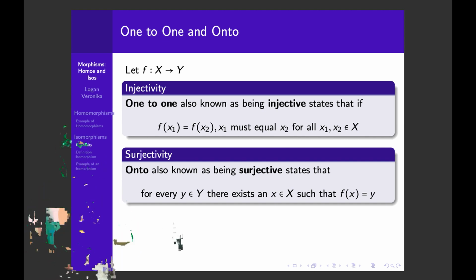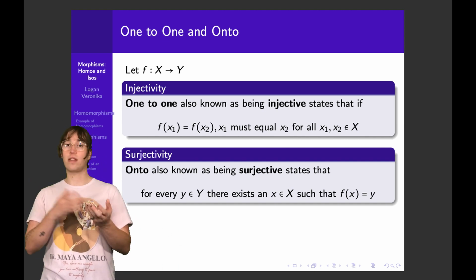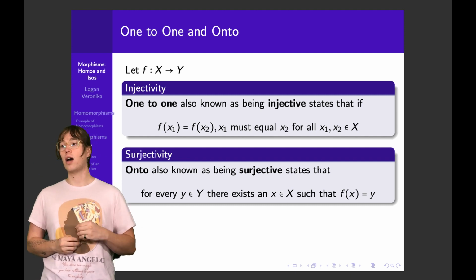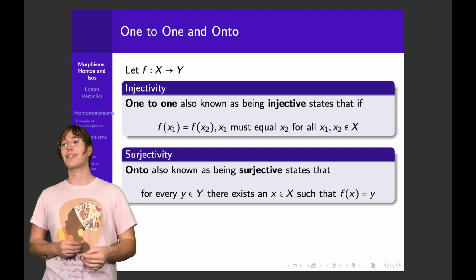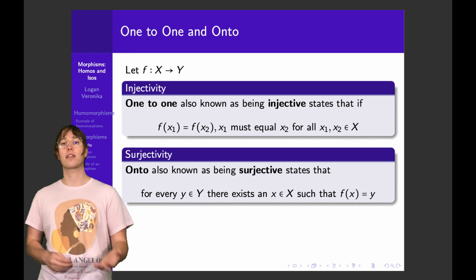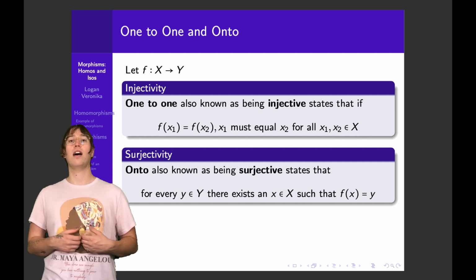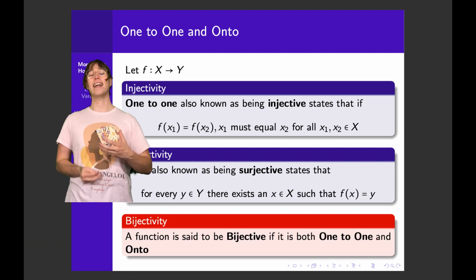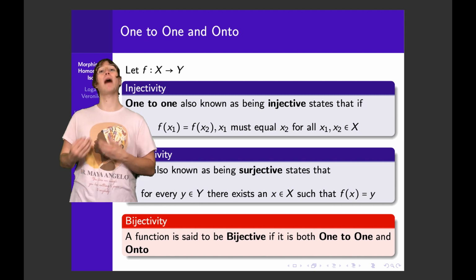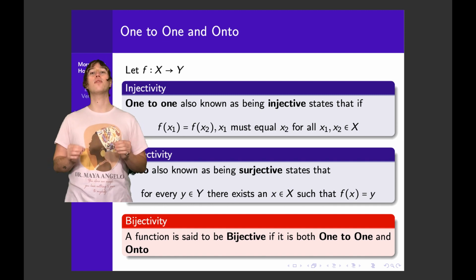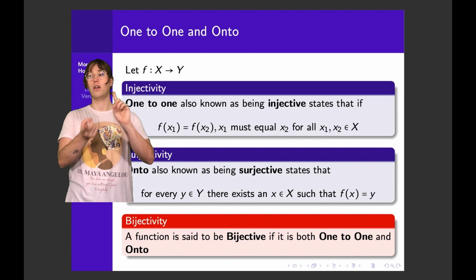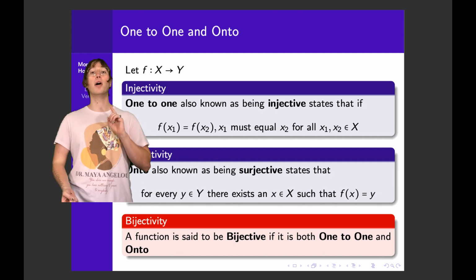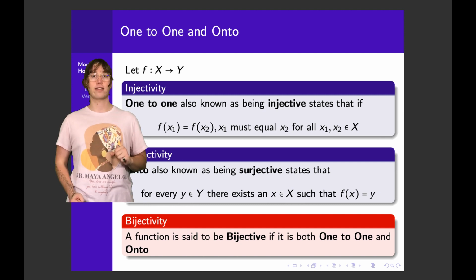Moving on to surjectivity. Onto, these are the same things. Onto, surjective. Try to memorize those. Being onto is for every y in Y, there exists an x in X such that f of x equals y. Basically, every element in Y gets mapped to by an x. And now we get on to the idea of bijectivity. A function is said to be bijective if it is both 1 to 1 and onto. Also stated, both injective and surjective.